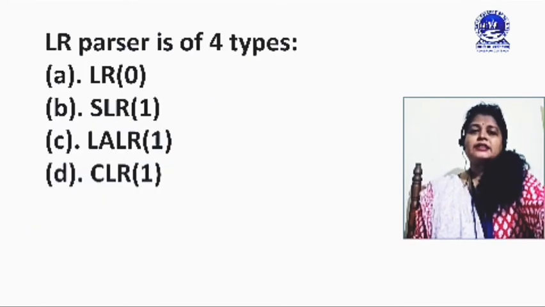Actually, LR parser is categorized into four categories. Those are LR0, SLR1, LALR1, CLR1. In the next class, we will discuss more about operator precedence, shift reducing, and LR parser.